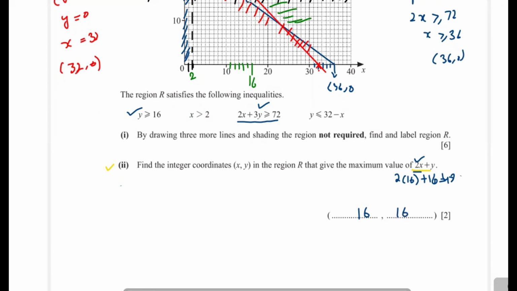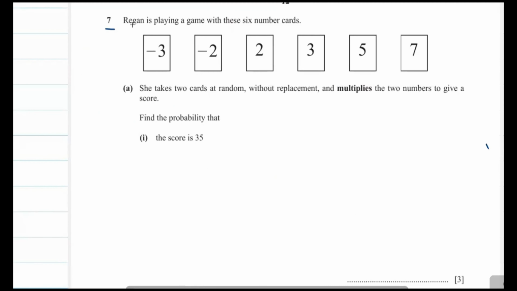Now we move to the next question. Question 7: Regan is playing a game with these 6 cards. The card numbers are -3, -2, 2, 3, 5, and 7. She takes 2 cards at random without replacement and multiplies the 2 numbers to give a score. Find the probability the score is 35.